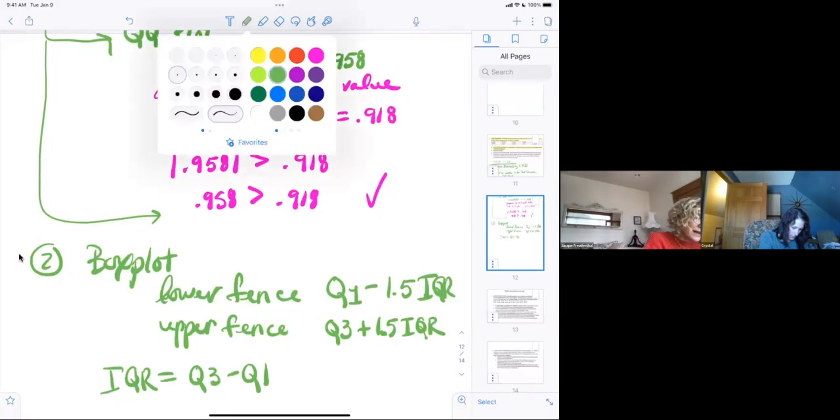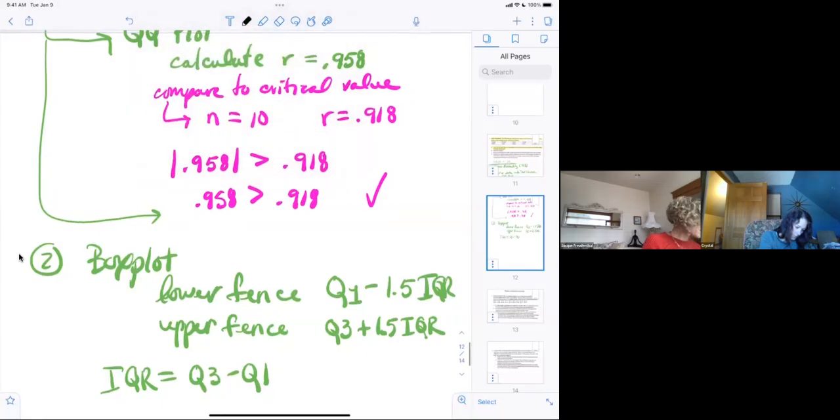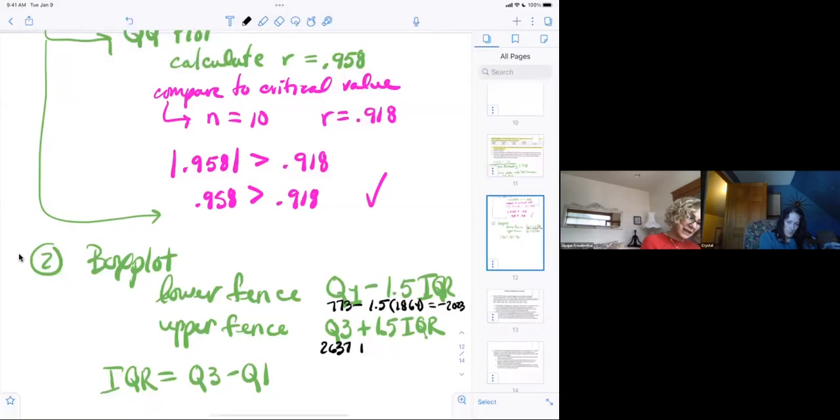Okay, so when you do that, I can type those in here real quick. The first quartile is 773, and you subtract 1.5 times the interquartile range, which is 1864. So we get a value of negative 2023. If you take the third quartile, which is 2637, and add that to 1.5 times the interquartile range, which is 1864, we get a value of 5433.